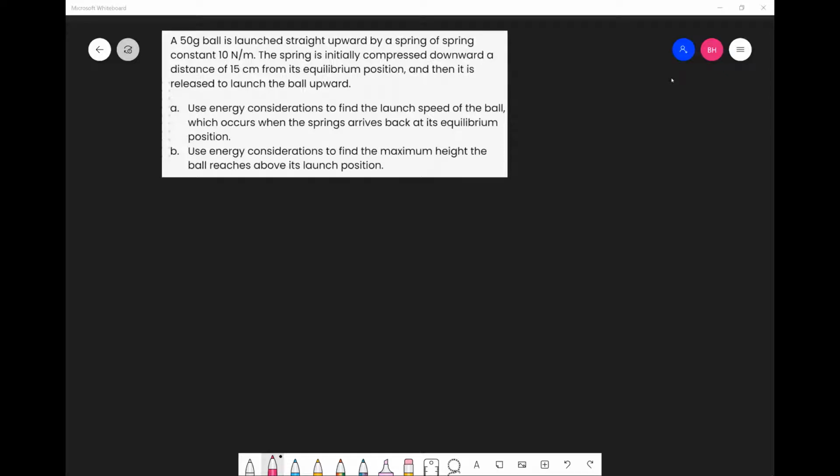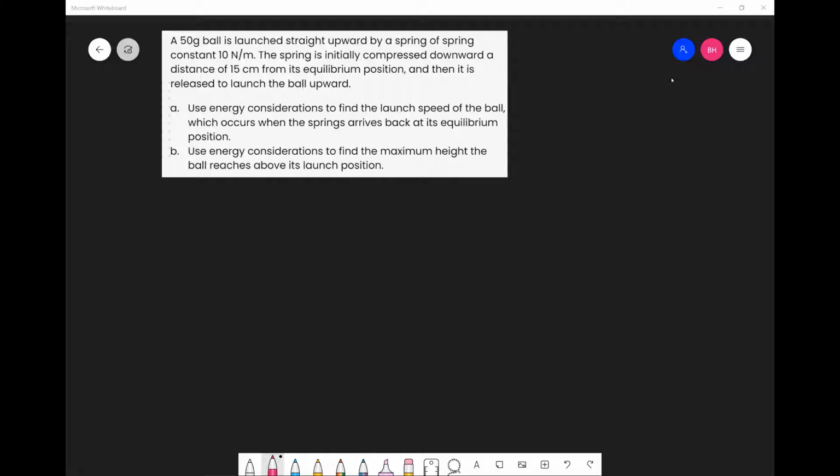Okay, so here we have another problem. We have a 50-gram ball launched straight up by a spring with a spring constant of 10 newtons per meter. The spring is initially compressed downwards a distance of 50 centimeters from its equilibrium position, and then it releases to launch the ball upward.